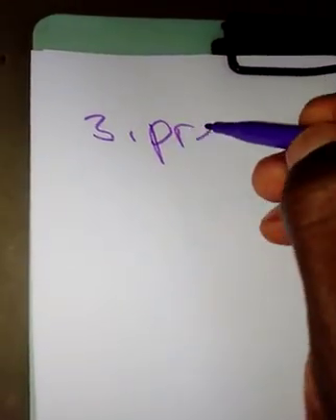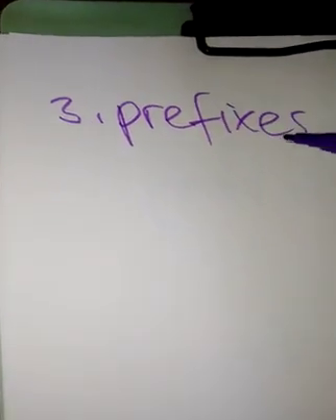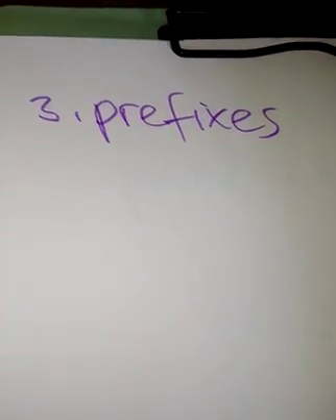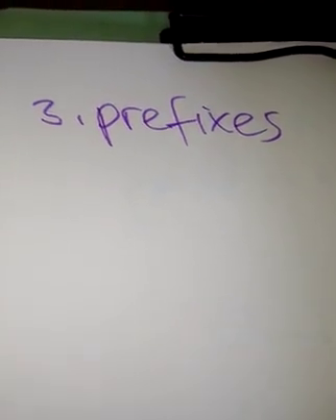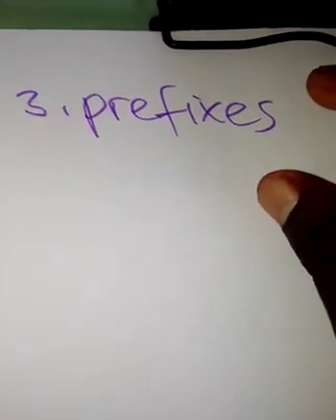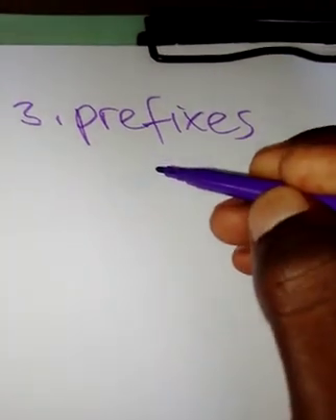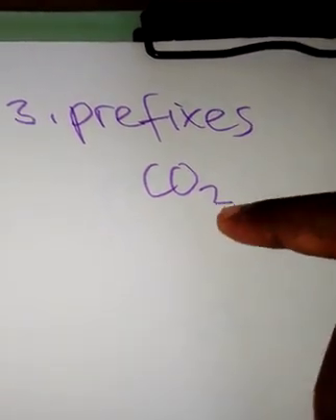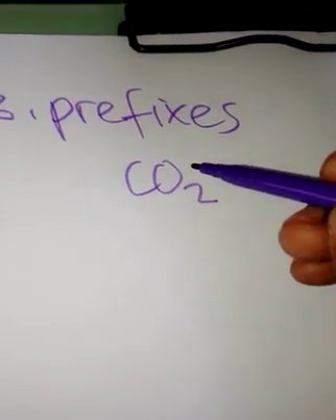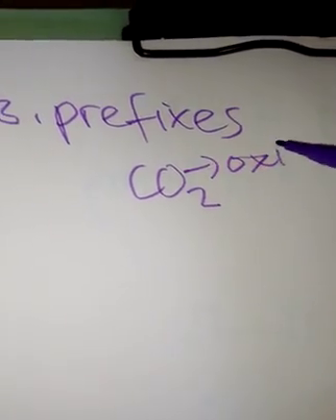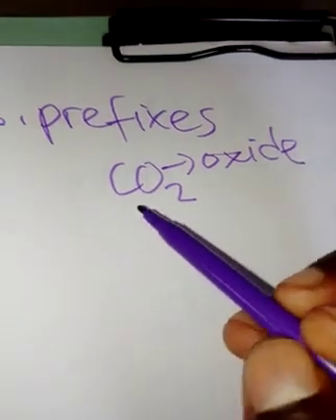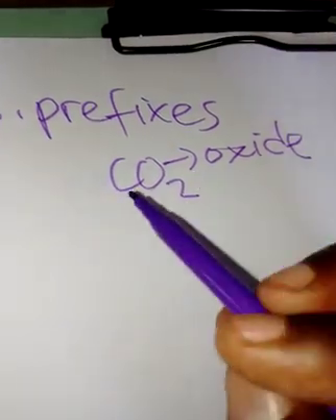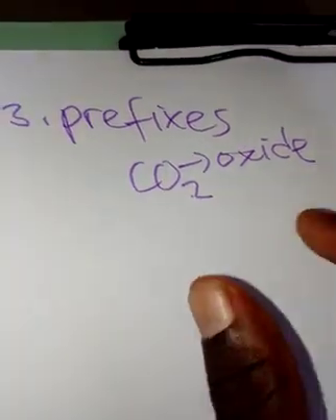Rule number 3: prefixes are used. These prefixes are used to denote the number of atoms present. For example, if we have CO2, we have 2 oxygen atoms there, and it's the last element, meaning we use oxide. Therefore, this one is carbon dioxide, with di meaning 2.